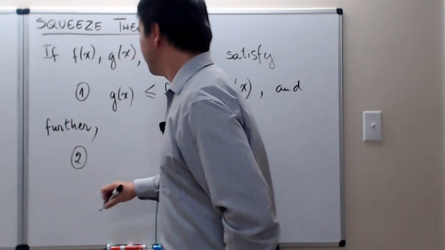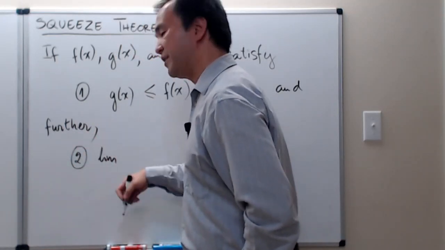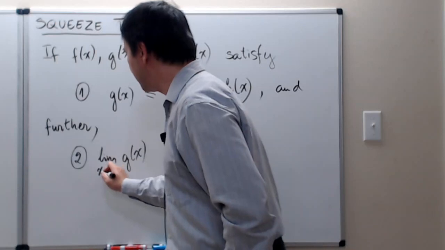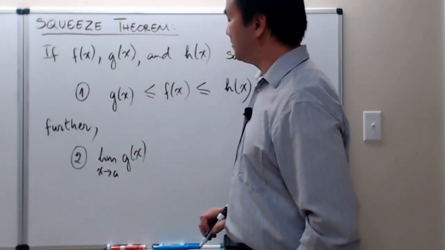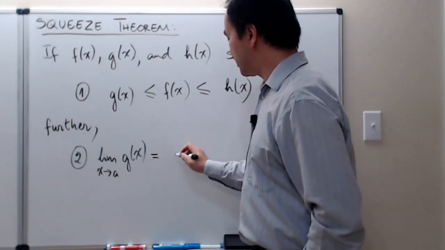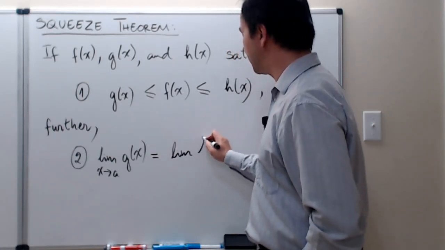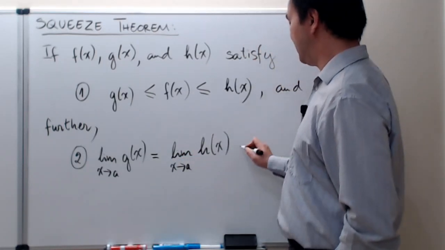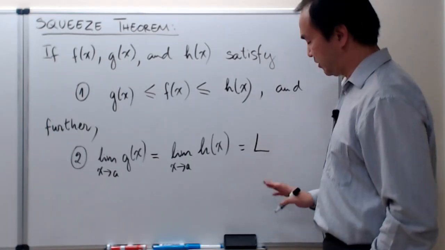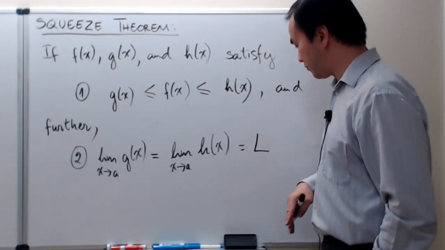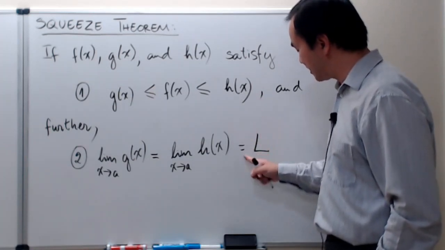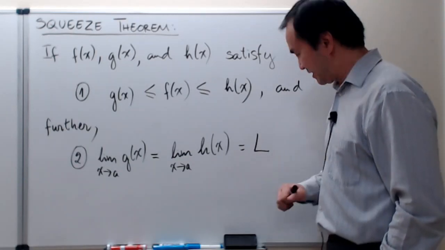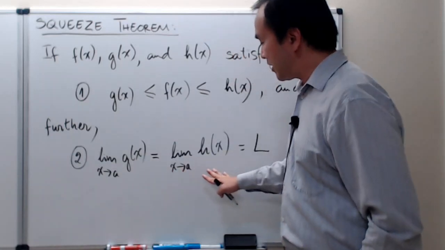And further, number two, for some reason we can find out that the limit of g, the bottom trapping function, when x comes to that limit point a, is equal to the same limit of the upper trapping function h of x when x is getting close to a, and both of those agree to a finite limit L right here. A lot of the time throughout the rest of our lectures in calculus, anytime I'm using a letter for indicating the limits, most likely they are finite limits. So this is another requirement satisfied right here.